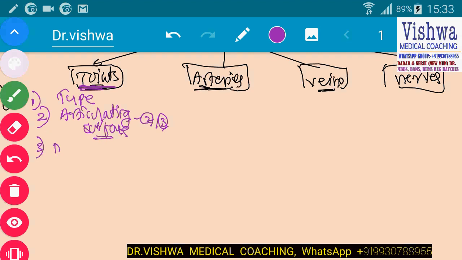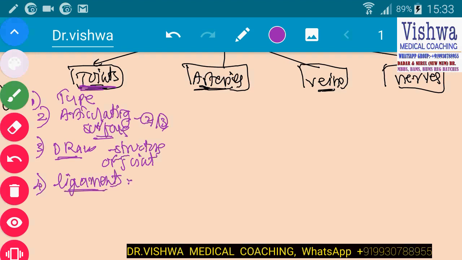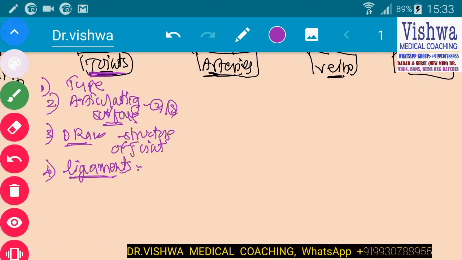Third is draw the diagram of the structure of the joint. Fourth, what are the ligaments of the joint? Now, every joint has got ligaments which are strengthening the joint. Of course, for example, we have knee joint, we have medial collateral and lateral collateral. We also have the patellar ligament. We also have all those intra-articular ligaments like cruciate ligaments and all those things. Fifth, what are the muscles which are moving this joint? Sixth, what are the movements of the joint? For example, we just said flexion, extension, adduction, abduction, etc.